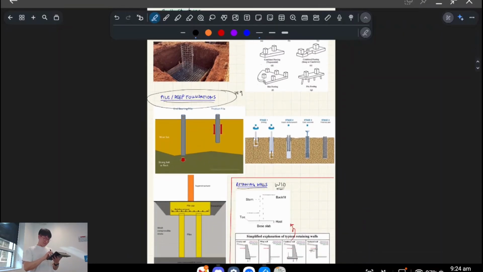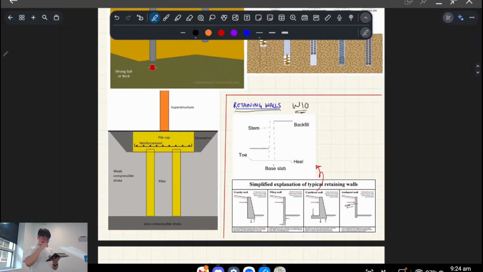All right. So retaining walls, right? Yeah, we'll cover that in week 10, all right? I'll be here for that one. I won't be at a wedding.